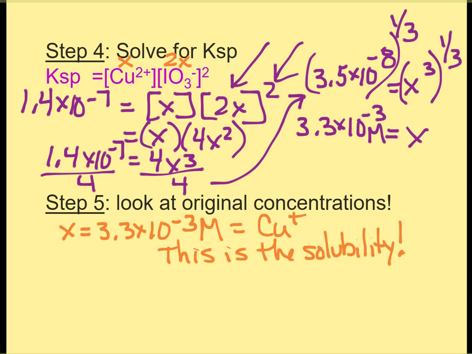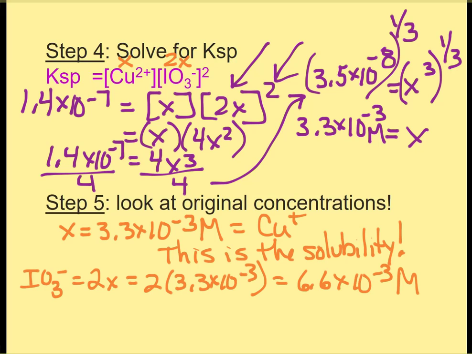We do need to go back and do the iodide. The iodide is a 2x, so I just multiply 2 times what x is. So I have my solubility, or what my copper is right there, and what my iodide is, 6.6 times 10 to the minus 3. So it's a little bit more complicated when you are not given what the ion concentrations are, but remember the stoichiometry.